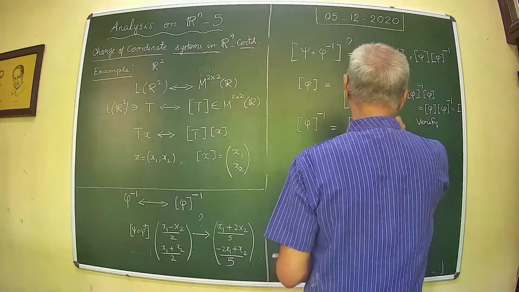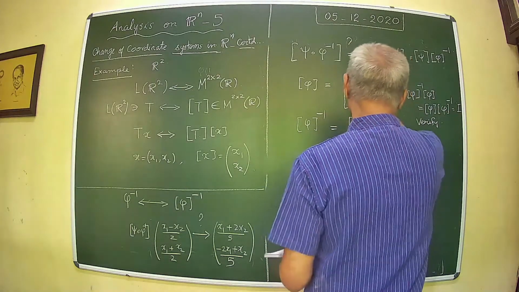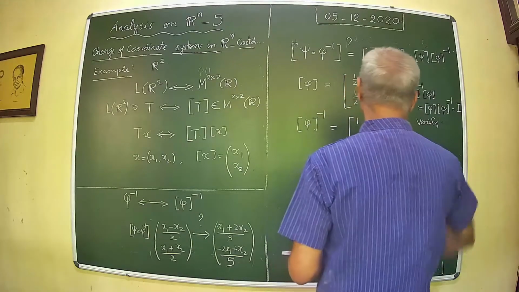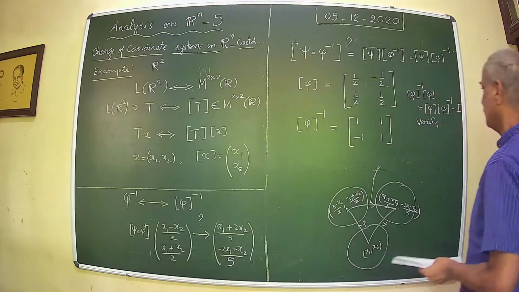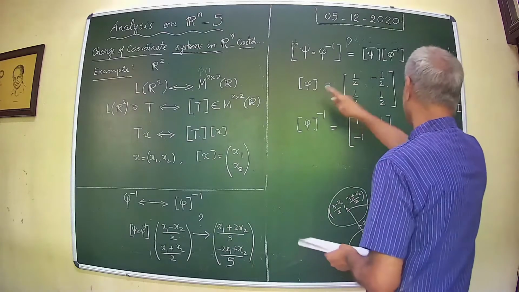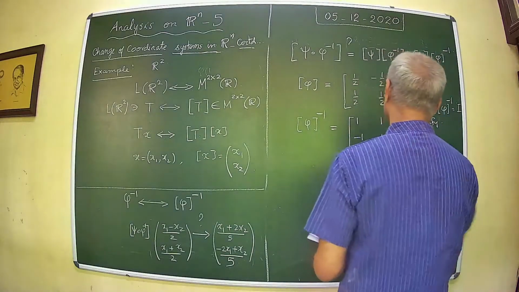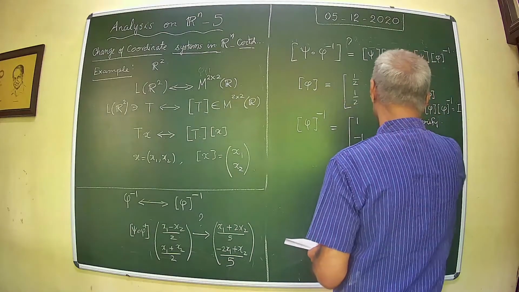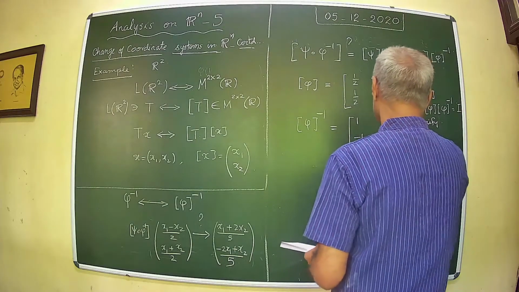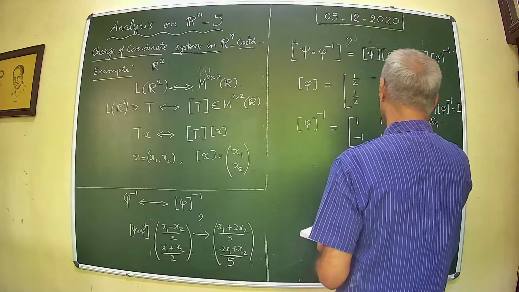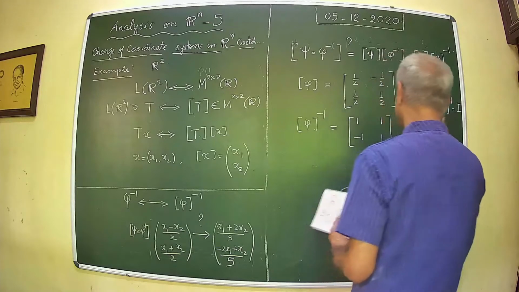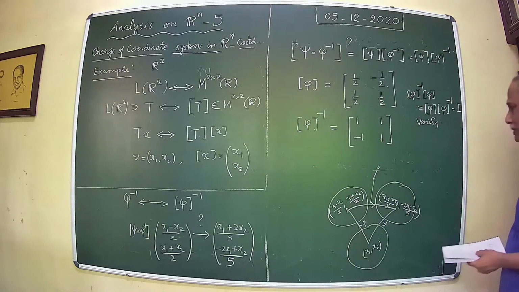1, 0, 0, 1. And the other way around. 1, 0, 0, 4. Okay. So that is verified. I mean, that is totally verified.